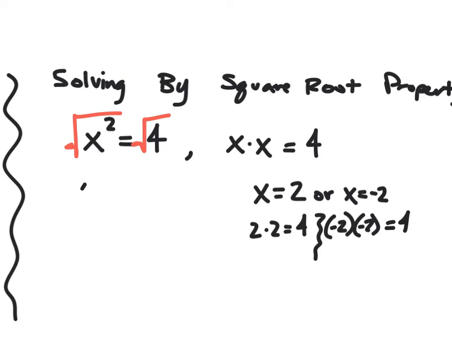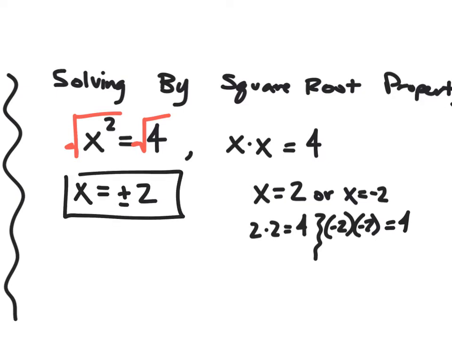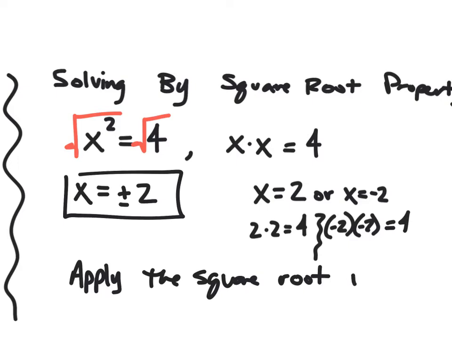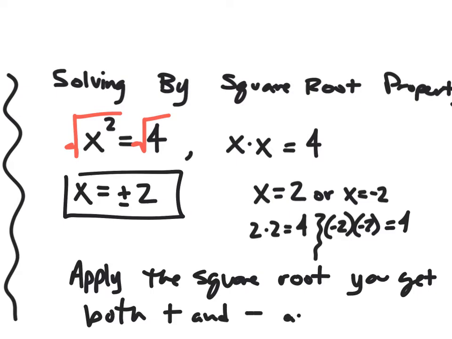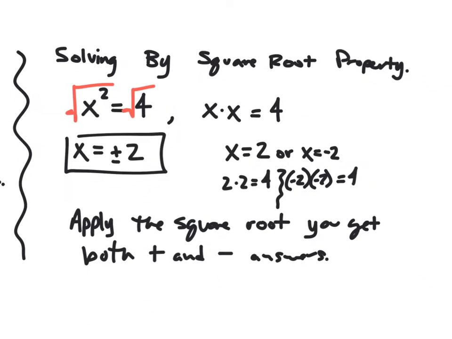And when I apply the square root, the square root of 4 is 2, but I have to remember that when I'm solving a quadratic, which is just something squared, I have to account for the positive and negative value, okay? So this is really important that when you apply the square root property, you get both positive and negative answers, or solutions, all right? So however you want to look at that.